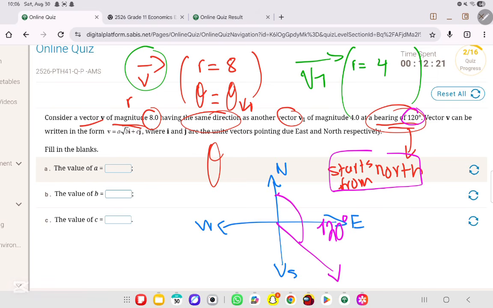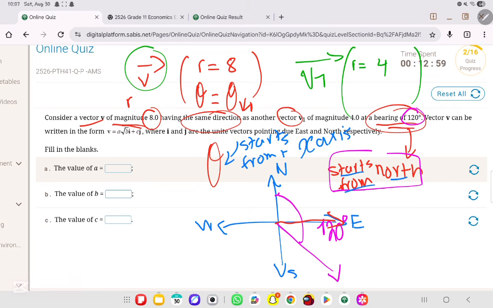Very simply, a bearing, as we said, starts from the north, whereas theta starts from the positive x-axis. What does it mean? Where's the positive x-axis? This is our x-axis over here, but the positive x-axis is here, okay? So when we are dealing with theta, we're always starting from the positive x-axis, okay? So we know that this is our positive x-axis.